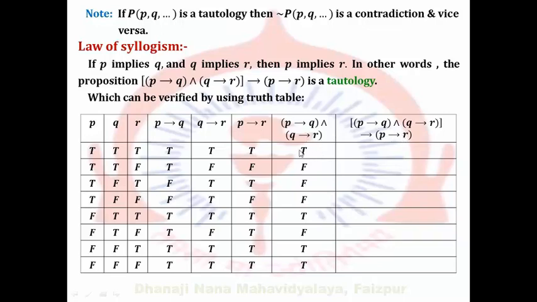So this implies this. We know that for implication, TF gives F, otherwise it is true. So here there is TT, FF, FT, FF, TT, FT, TT, TT. There is no TF, and we know that TF implies F. So since there is no TF, all others are T. So all the statements in the last column are true, hence it is a tautology.